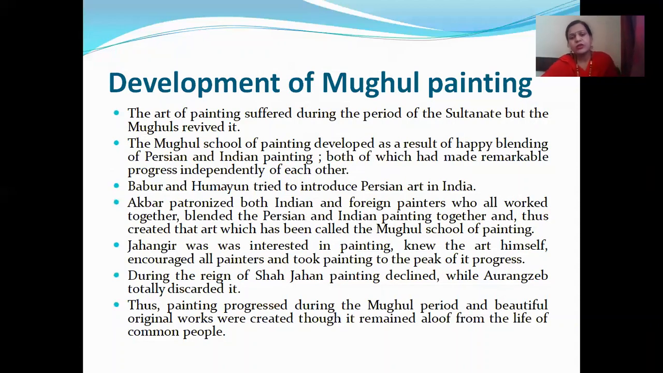Jahangir was very much interested in painting. He knew the art himself also, encouraged all painters and took painting to the peak of its progress. During the reign of Shah Jahan, painting declined, while Aurangzeb totally discarded it. Thus, painting progressed during the Mughal period and beautiful original works were created, though it remained aloof from the life of the common people.